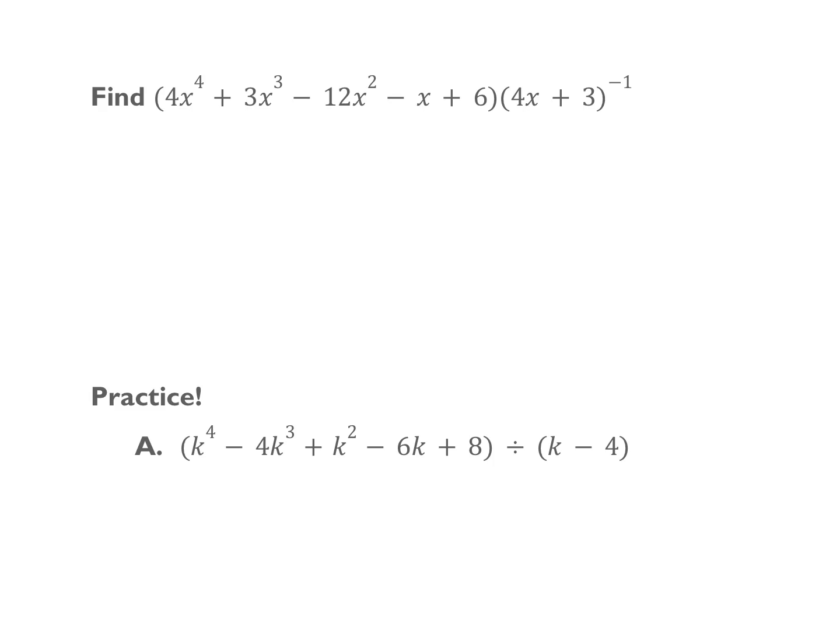So we're asked to find 4x to the 4th plus 3x cubed minus 12x squared minus x plus 6 times 4x plus 3 to the negative first. Now when we multiply by something and raise it to the power of -1, we can write it as 4x to the 4th plus 3x cubed minus 12x squared minus x plus 6 over 4x plus 3. So we are dividing by 4x plus 3. That's what taking something to the negative first power does.